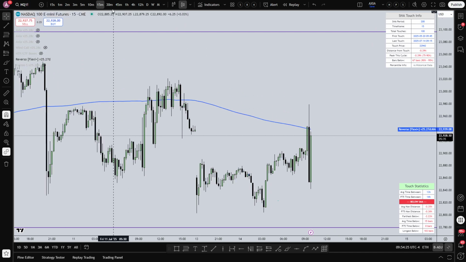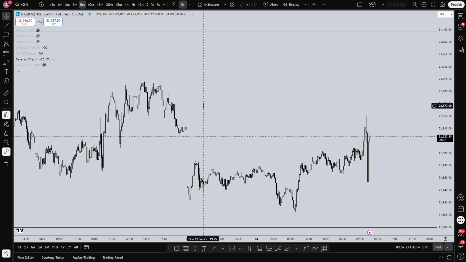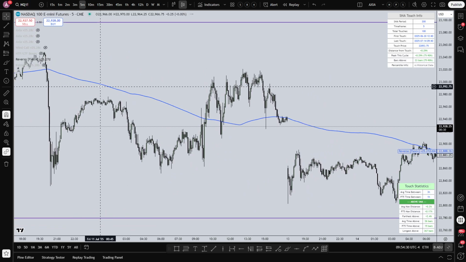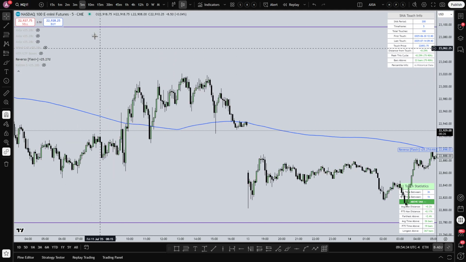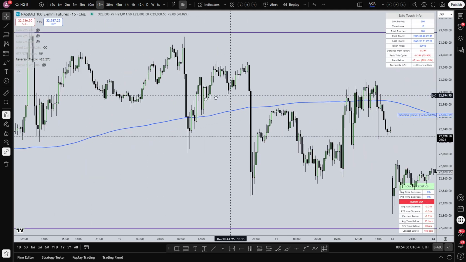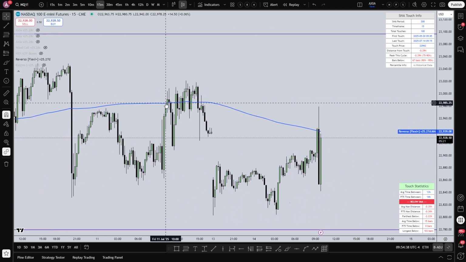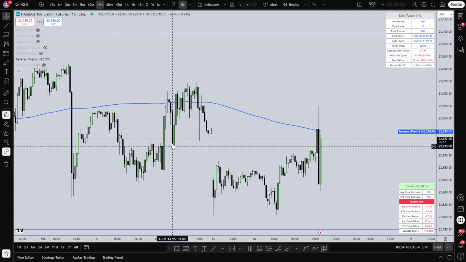I remember on Friday I took a sell, which actually helped me pass my account. It was on an M15 chart, I think, M15 or M30. I took a sell inside here, I remember around 10:30, and I caught this. It went back up again.